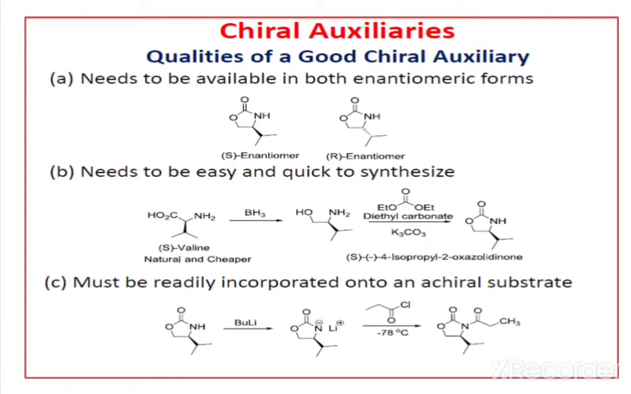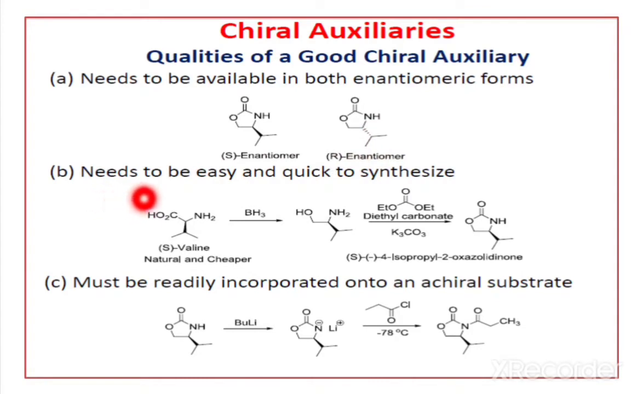Now the next, the qualities of a good chiral auxiliary. Whatever chiral auxiliary is used, it needs to be available in both enantiomeric forms. That means it is easily available in both enantiomeric forms. Here are the examples. Here is the S enantiomer and these are the R enantiomers.